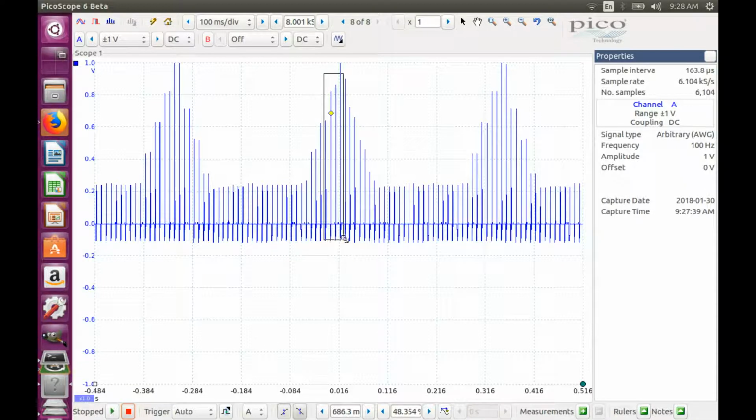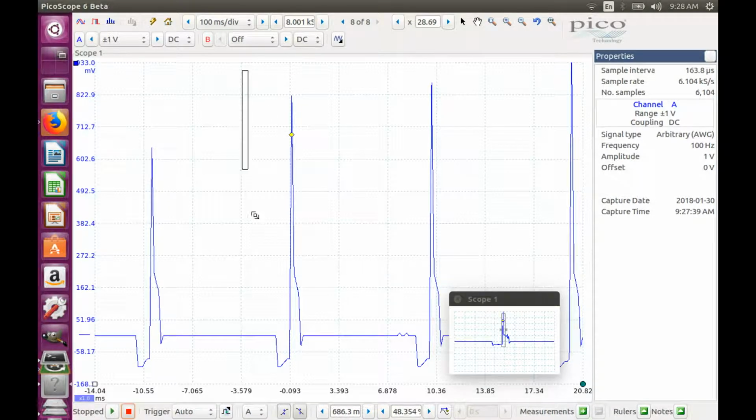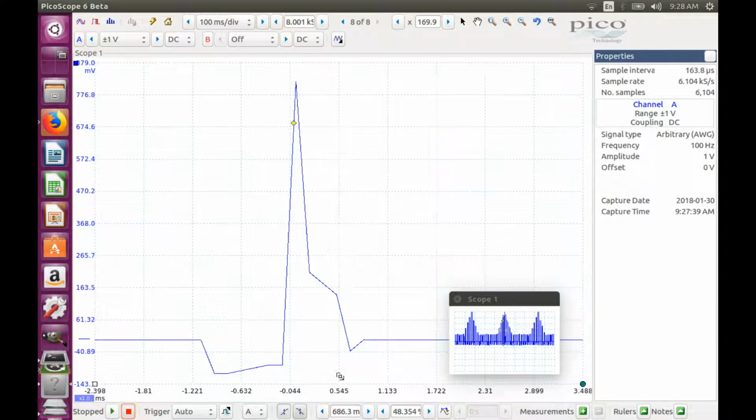Now let's take a look. And yeah, we have a waveform that is not very detailed at all. It's just a bunch of points connected by lines. So what exactly happened?